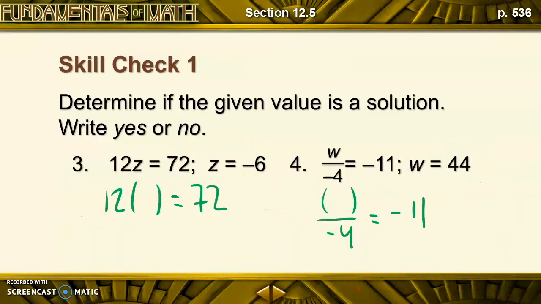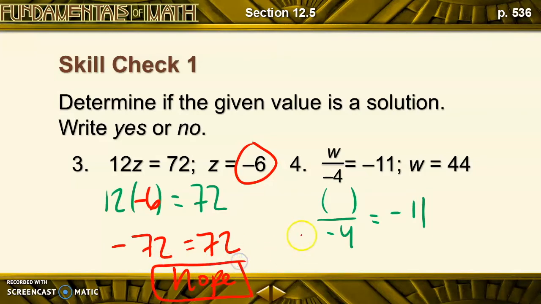Skill check number 1 continues with 2 more problems. This time, instead of using addition or subtraction, they're going to use multiplication and division. But really, it's the same process. We're still going to evaluate, and we're still going to answer the question, is it true? So, if z is equal to -6, I'm going to plug in -6 wherever I see z. In this case, there's no operation between them, so we understand that this is multiplication. So 12 times -6 is -72. And does -72 equal +72? Nope.